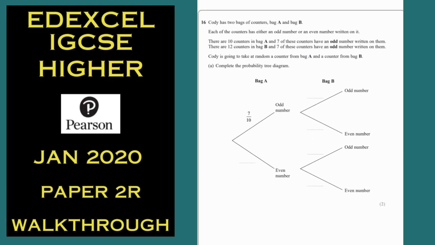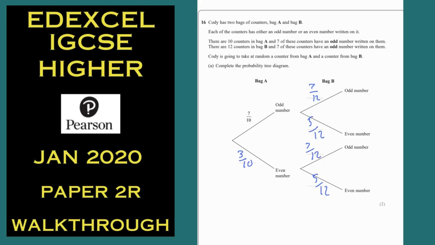Number 16, good old probability trees. I don't even bother reading the waffle. Always fill in the obvious first and then say to yourself, where does it tell us bag B? There are 12 counters, 7 are odd. 7 over 12, 5 over 12, 7 over 12, 5 over 12. What's the point in reading all that waffle?